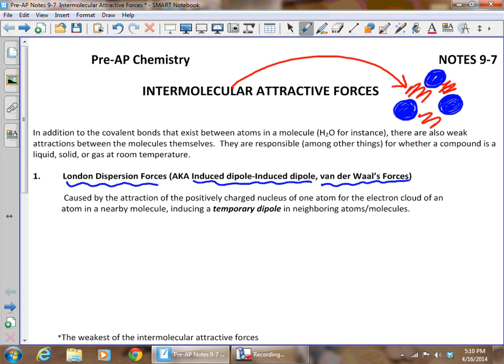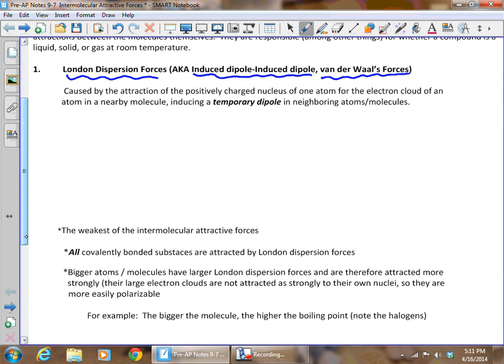And of course, in the AP world, we hear all of them, but I would say London dispersion forces is becoming more and more the term you're going to hear this referred to as. Now, London dispersion forces is the weakest of the attractive forces, as it says down here. All covalently bonded substances are attracted by at least London dispersion forces.